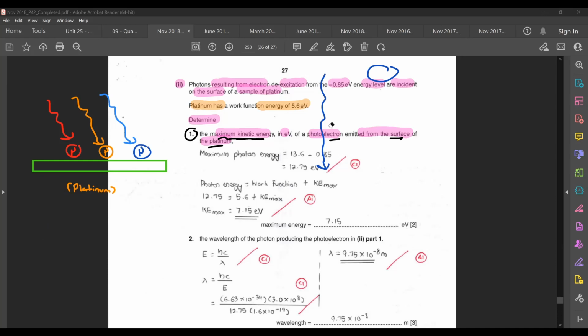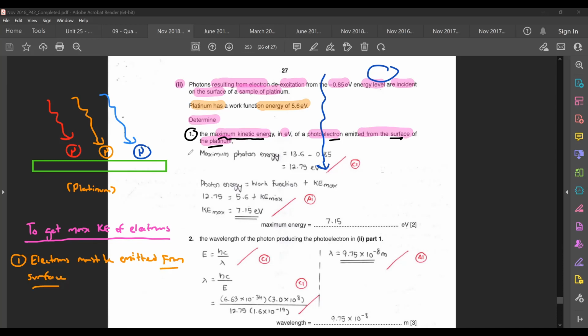to get maximum kinetic energy of electrons, what you learned from the previous lessons was that if you were to get maximum KE of electrons, the electrons must be emitted from the surface. Maximum kinetic energy of electrons only comes about when the electrons are emitted from the surface itself, rather than deeper below the surface. So if you consider this fact, that's the reason why you have your photoelectric equation, to take into account this particular situation for electrons emitted from the surface.